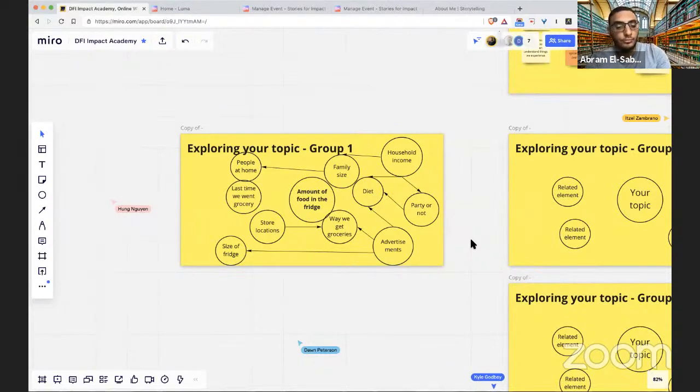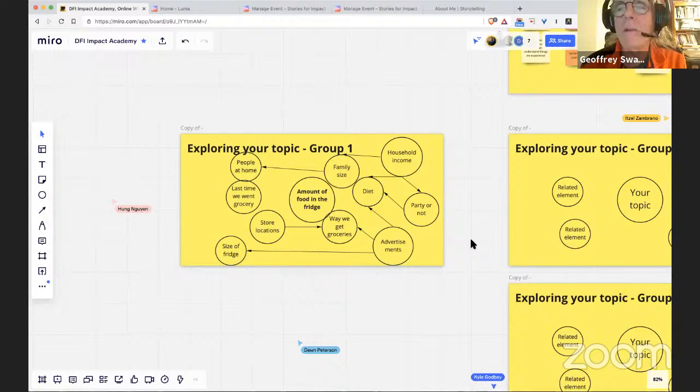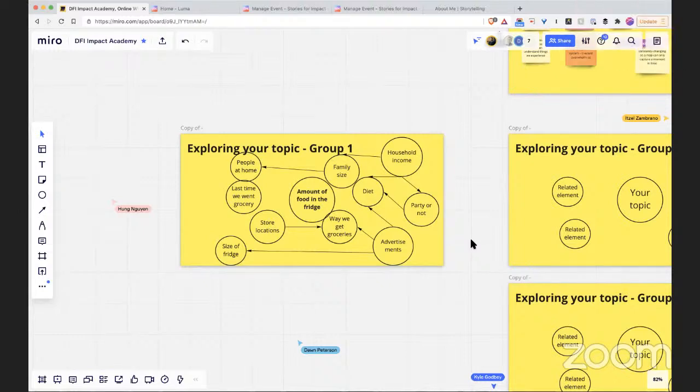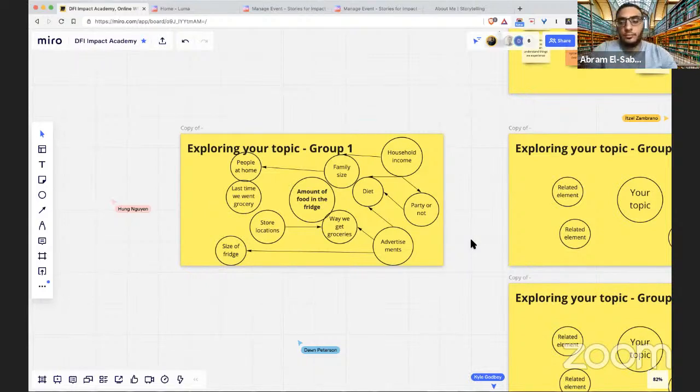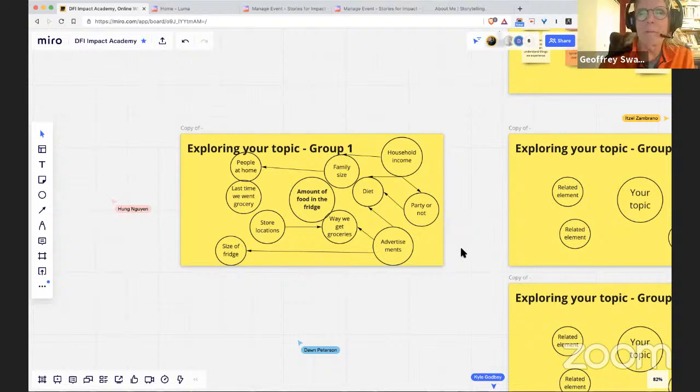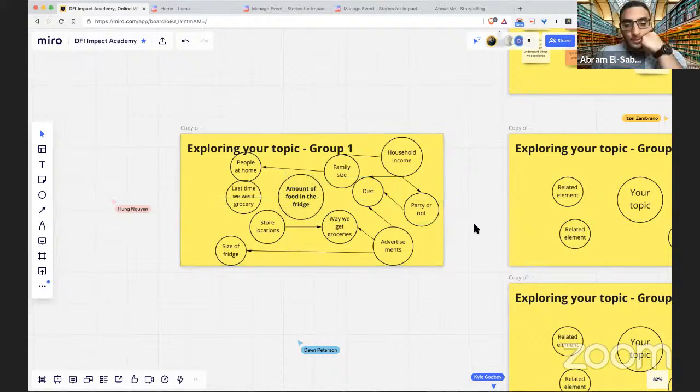Yeah, this example isn't finished yet because there are some entities without links. Like last time we went grocery shopping and the way we get groceries, they don't link to anything. So we need to ensure that all the links are there. Yeah, absolutely. All right, cool.